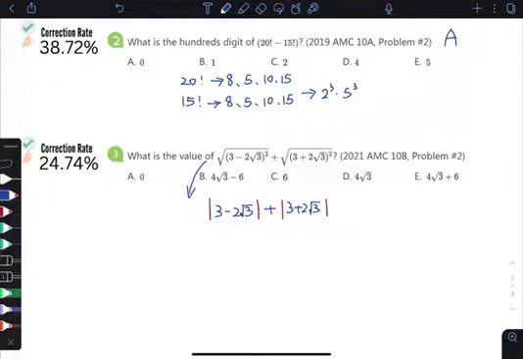Now let's get rid of the absolute value signs. For the expression inside the first parentheses, 2 square root of 3 is larger than 3, so the positive number is actually 2 square root of 3 minus 3. As for the second part, 3 plus 2 square root of 3 itself is already a positive number. So we have plus 3 plus 2 square root of 3. Negative 3 and positive 3 cancel out. The answer is 4 square root of 3. We need to choose option D.